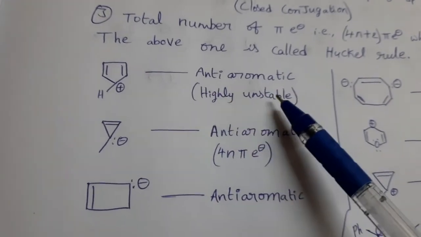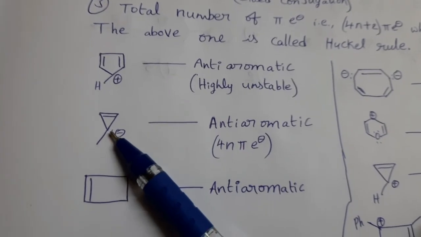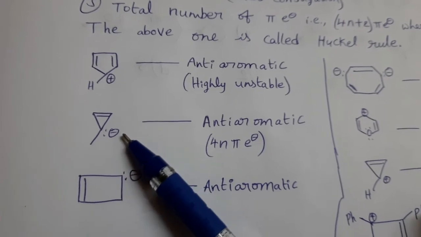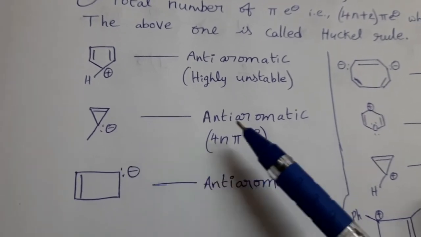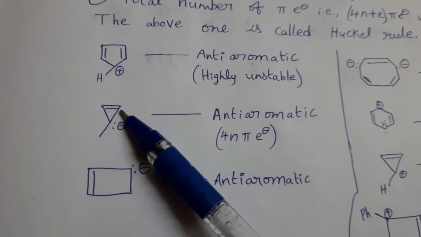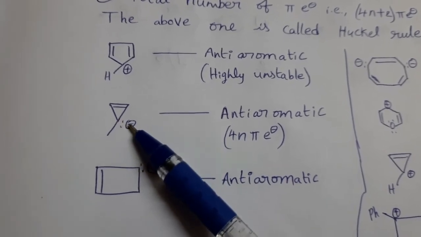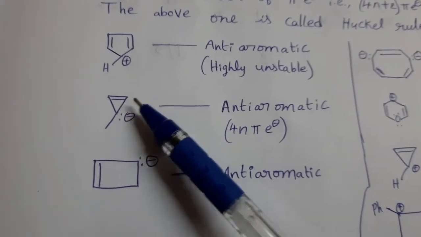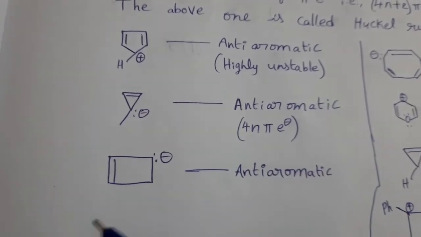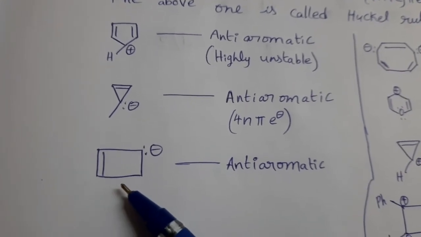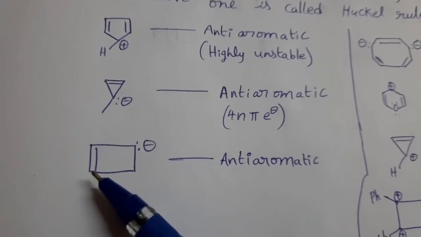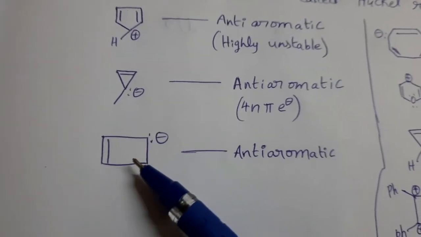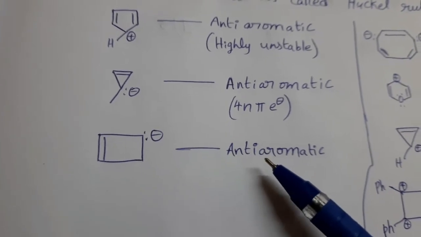Anti-aromatic means highly unstable. Next, 2-methyl cyclopropenyl anion. It is also anti-aromatic because it has 4 pi electrons. These electrons also participate. Here 2 electrons are there, so it is also anti-aromatic. Next one, cyclobutenyl anion. In this also 4 pi electrons are there. These electrons also participate in the conjugation, so it is also anti-aromatic.